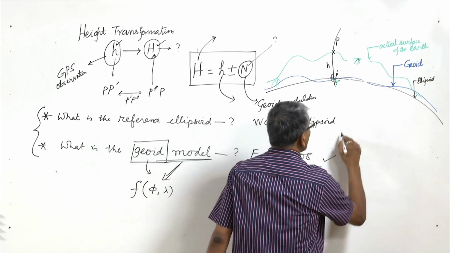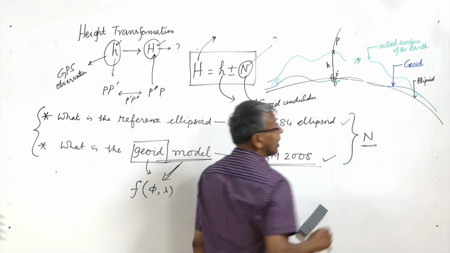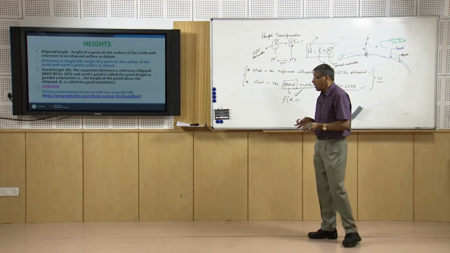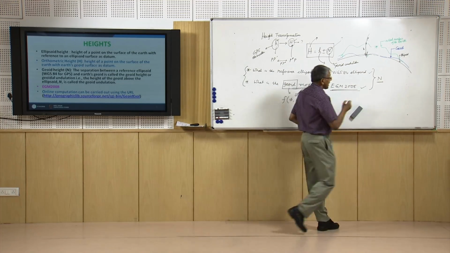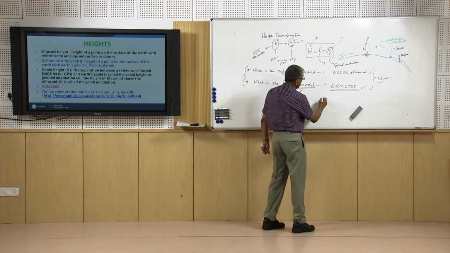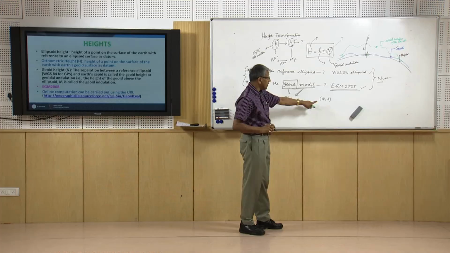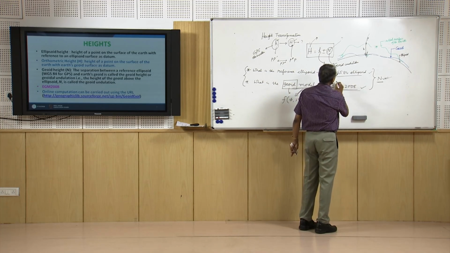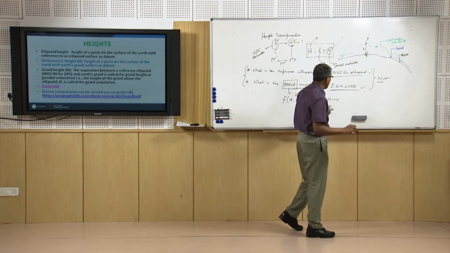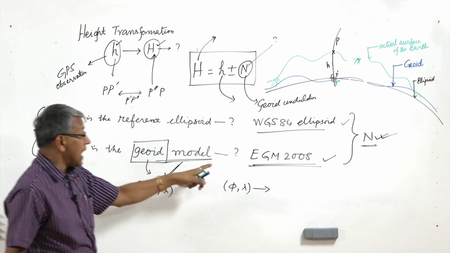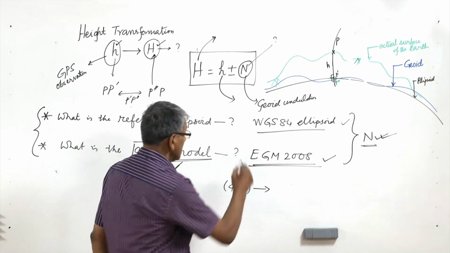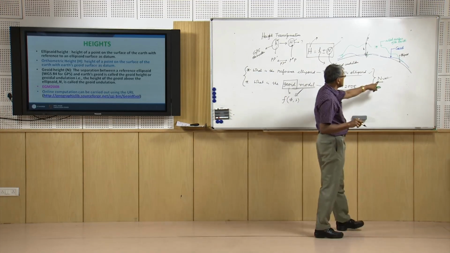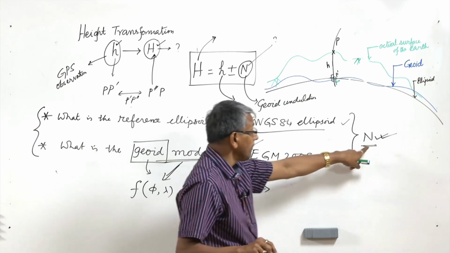So these two are to be considered to find out the value of N. At present, online facilities are available which provide you directly the value of N. You provide the latitude and longitude of the place for which you want to find N, and in that software you have to select the ellipsoid. In case of GPS observation it is the WGS 84 ellipsoid, and you have to select the geoid model, and generally we will provide EGM 2008. So these two we will select, and you only need to know the position for which you want to find the geoid undulation, then you will get it directly from the online software.